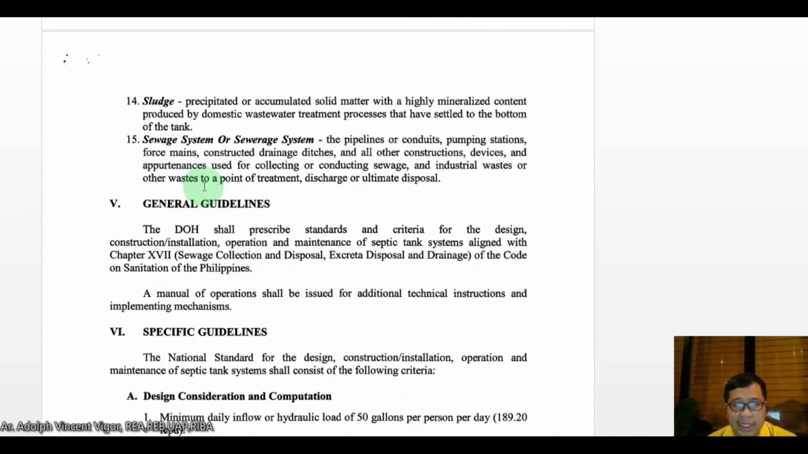Okay, now let's go to the general guidelines. The DOH shall prescribe standards and criteria for the design, construction, installation, operation, and maintenance of septic tank systems aligned with Chapter 17 of the Code of Sanitation of the Philippines. A manual of operation shall be issued for additional technical instructions and implementing mechanisms.